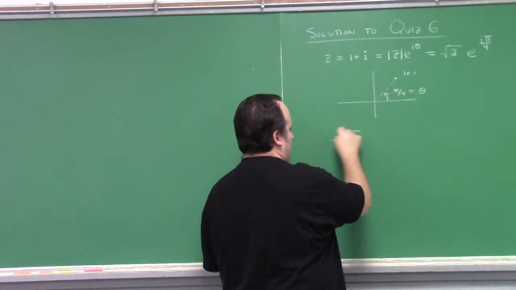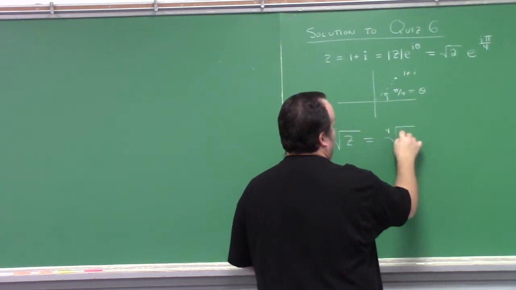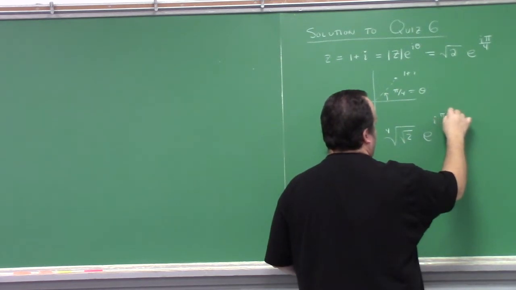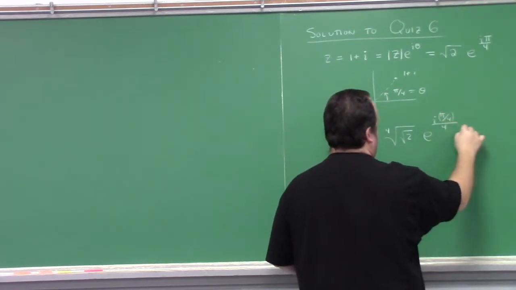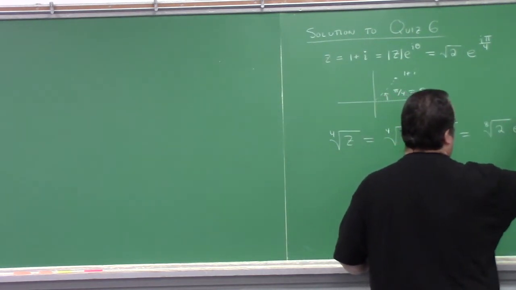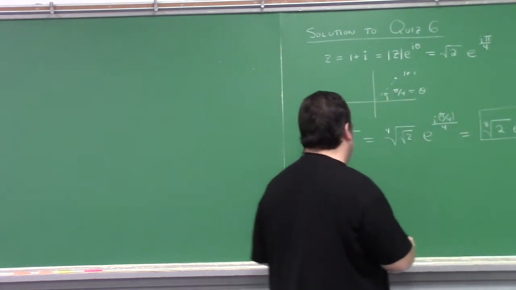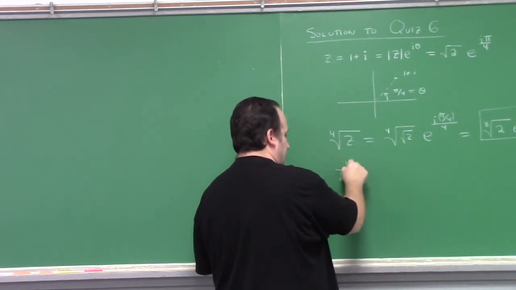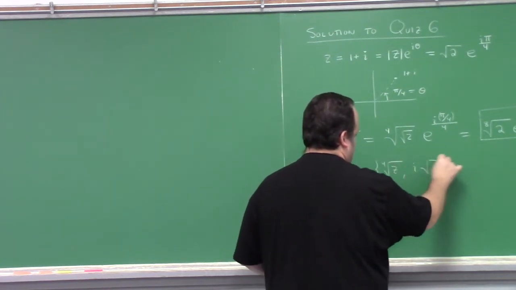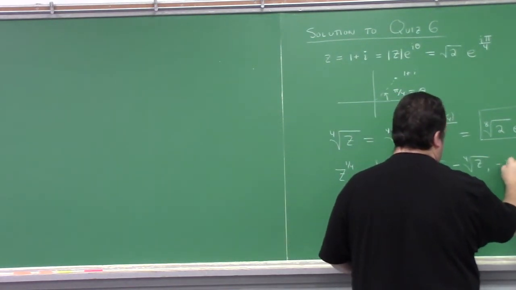So the fourth root of z is the fourth root of the square root of 2 times e to the I pi over 4 divided by 4, right? In other words, it's the eighth root of 2 e to the I pi over 8. So there you go. That's the fourth root. And then z to the 1/4, remember, is the fourth root of z, then I fourth root of z, minus the fourth root of z, and then minus I fourth root of z.